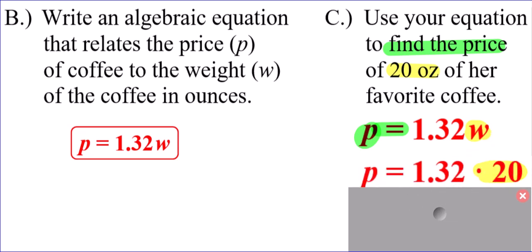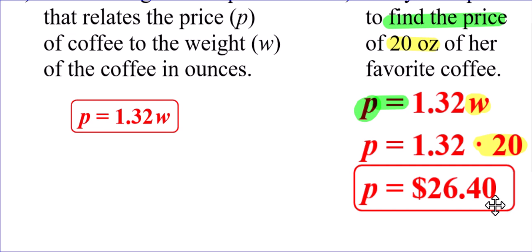Notice this time my unknown variable is by itself. The P is just next to an equal sign. So do what the right side says to do: 1.32 times 20 in your calculator, $26.40.